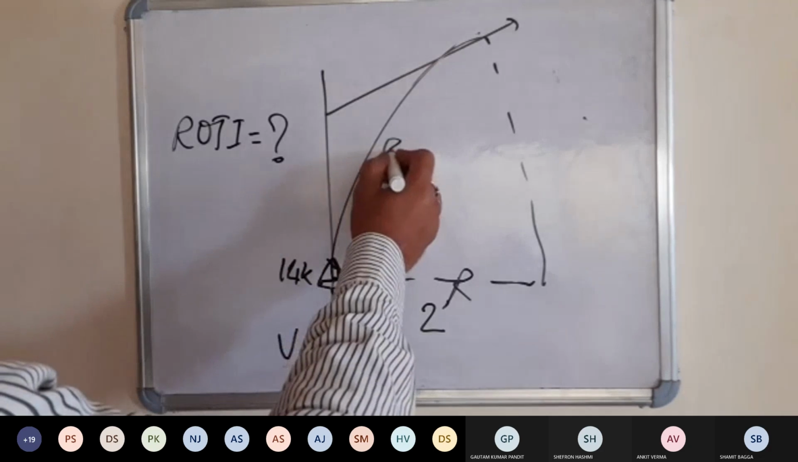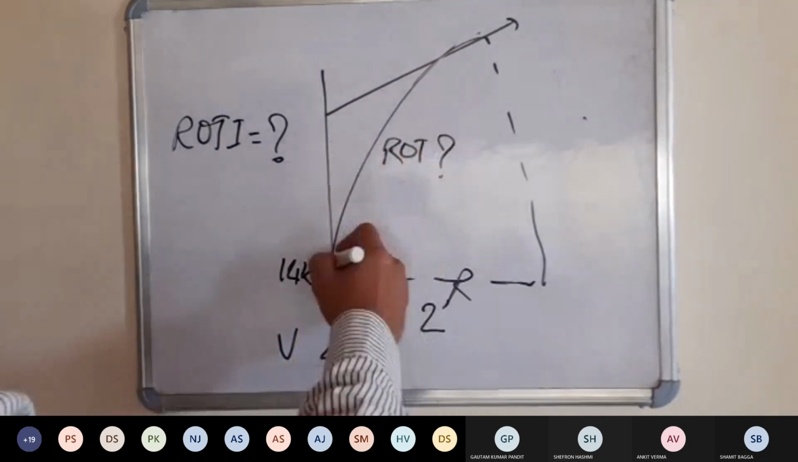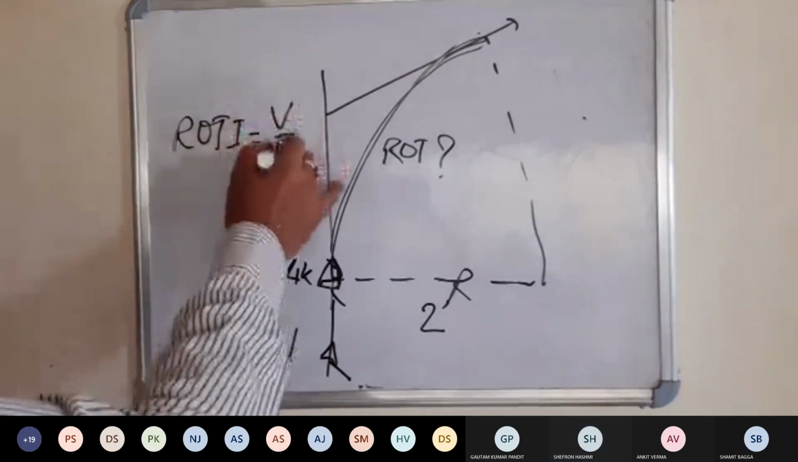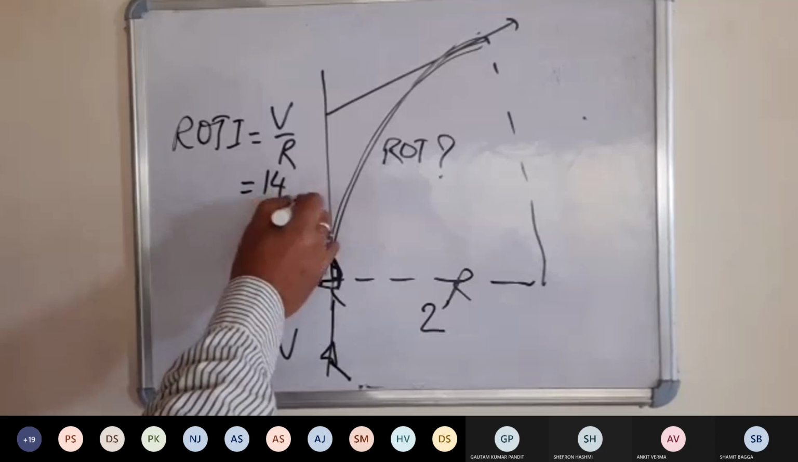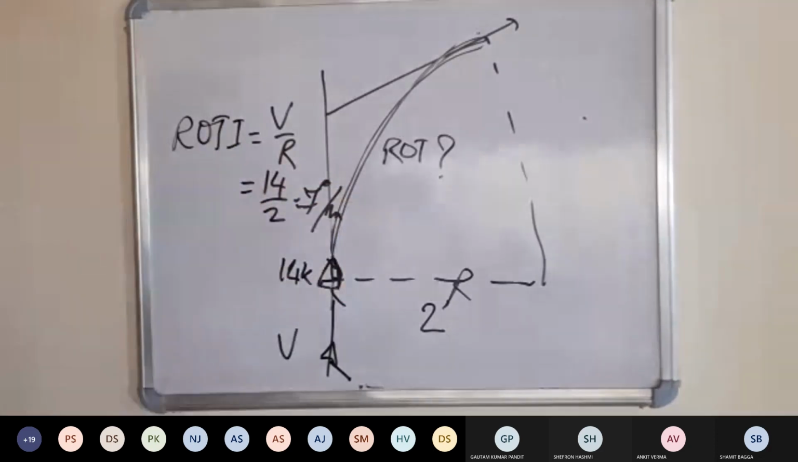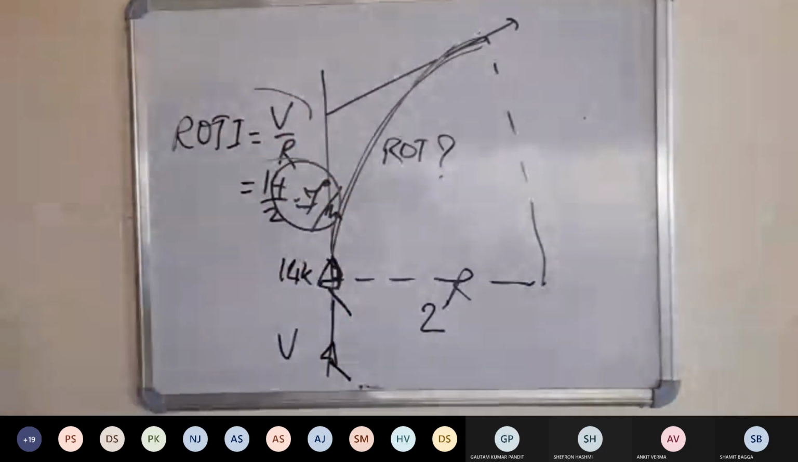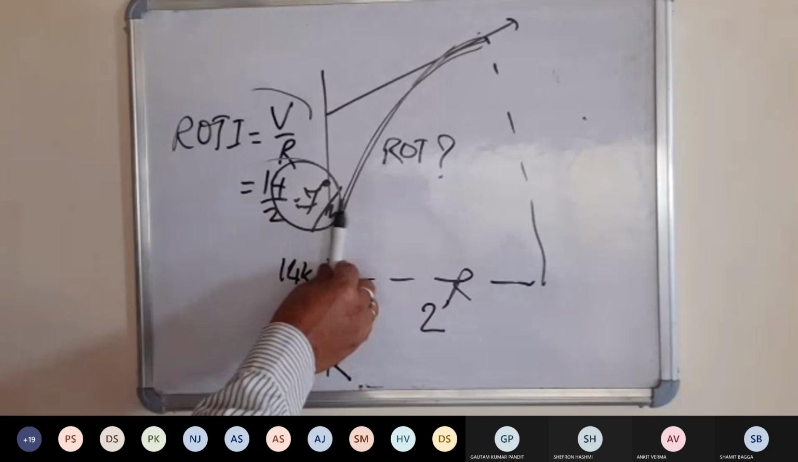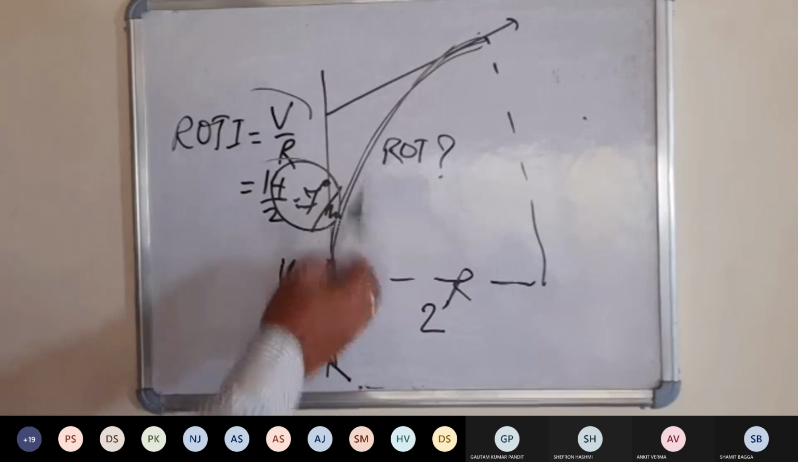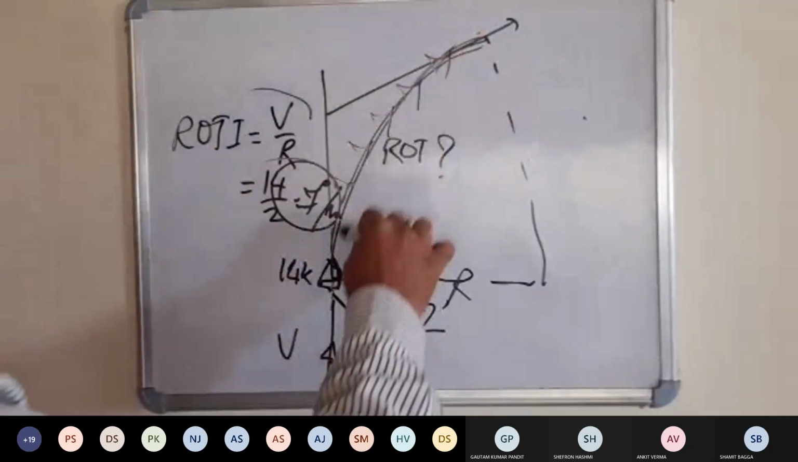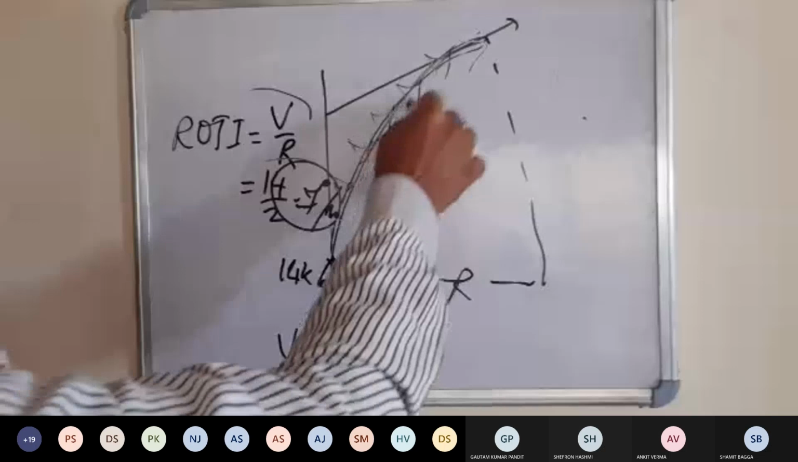Then what is the ROT that you require for making this turn? What is the ROT required for you? 7 degrees, sir. ROT is equal to V by R is equal to 14 by 2 is equal to 7 degrees per minute. So when you are giving rudder, your objective is to obtain the ROT of 7 degrees. As soon as the ship starts turning at 7 degrees, you will maintain the rudder there, 7 degrees. You will be almost going on this track.